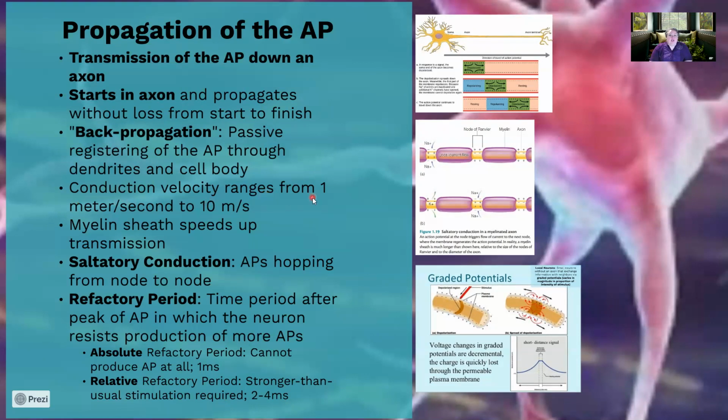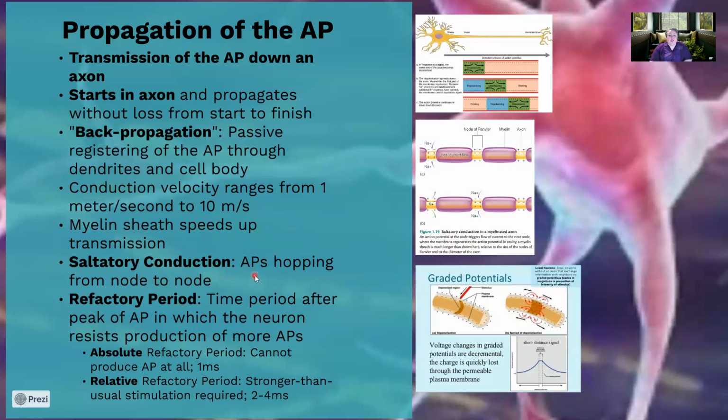Conduction velocity ranges from 1 meter per second to 10 meters per second. And the myelin sheath, which you may remember from previous videos, is helping speed up that transmission. So it's helping that electrical charge, that action potential, move even more quickly than if we didn't have myelin sheath.